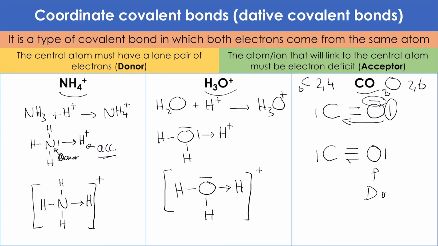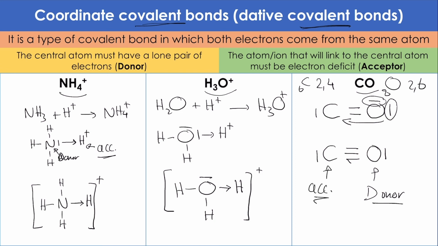Oxygen here is a donor. Why is it a donor? Because it donated a lone pair of electrons. You don't have to say that oxygen will lose 2 electrons because it's not an ionic bond. It's still a covalent bond. So it's just donating 2 electrons, or a lone pair, to carbon because carbon would need them. And the carbon here is an acceptor.